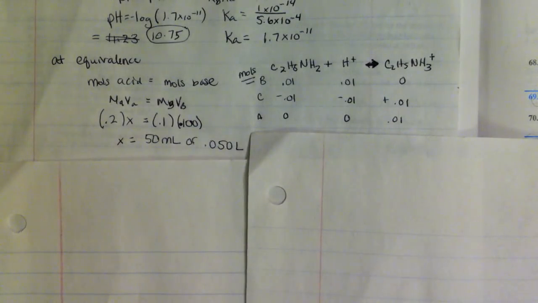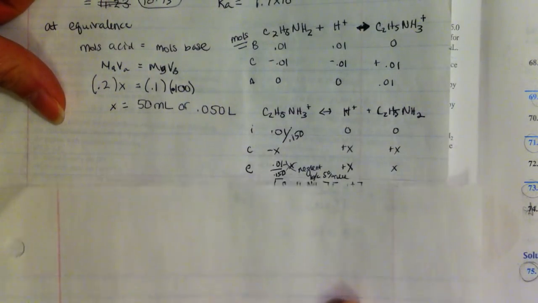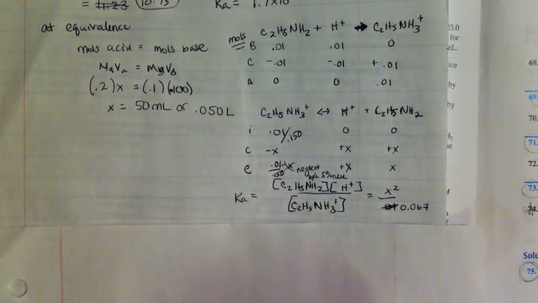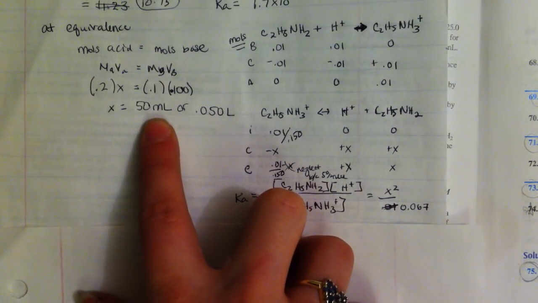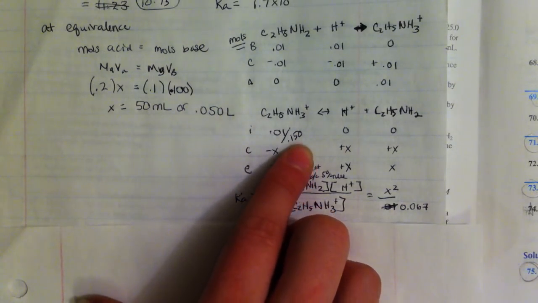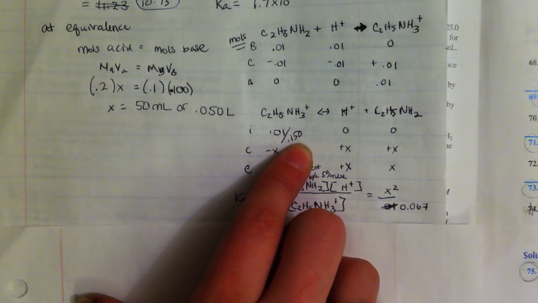So from there, I needed to ICE, and I made a mistake when I first iced. When I did this problem, I forgot that ICE has to be in concentration. So I was getting the wrong answer, but I added the 50 milliliters of acid to the 100 milliliters that I started with to find a total volume of 0.15 liters.